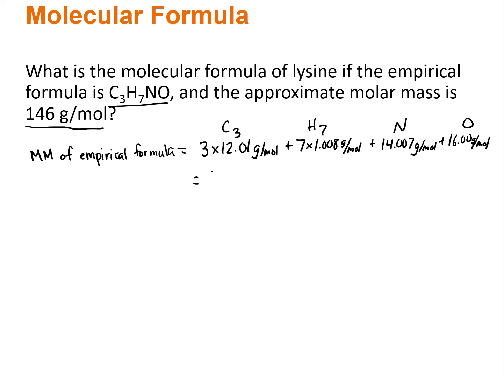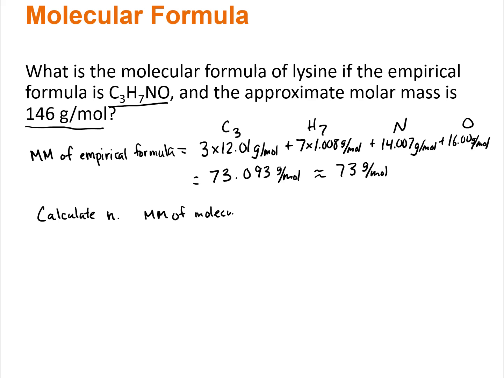When you do that, you get 73.093 grams per mole, which is about 73. Then you have to calculate N. And that's the molar mass of the molecular formula divided by the molar mass of the empirical formula.